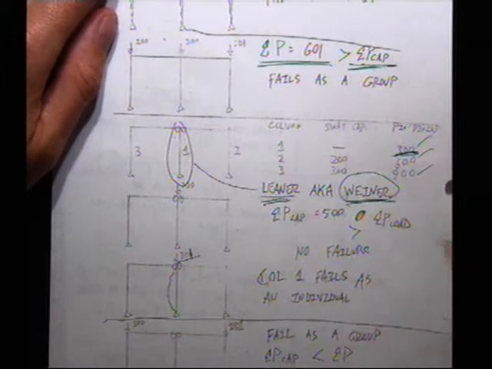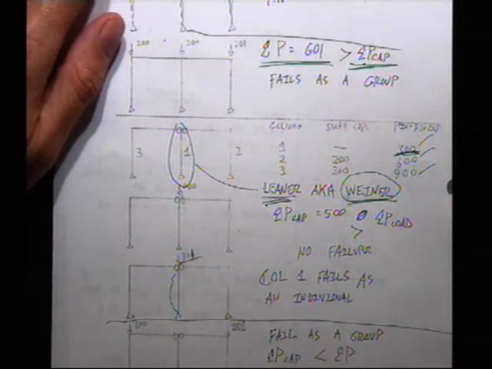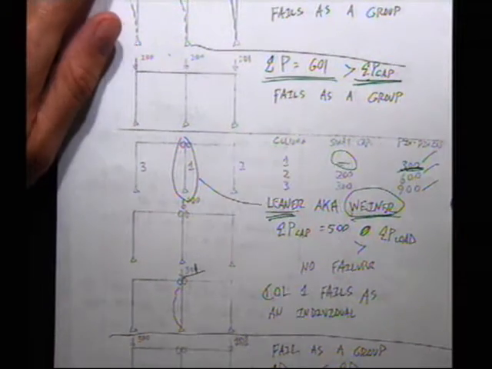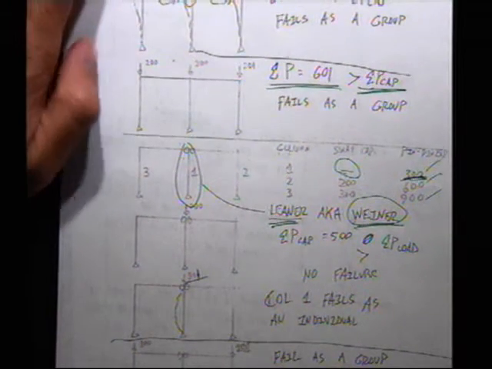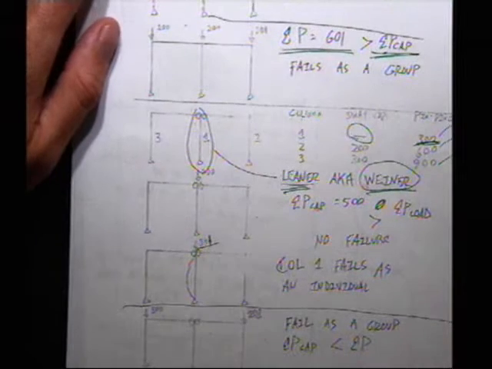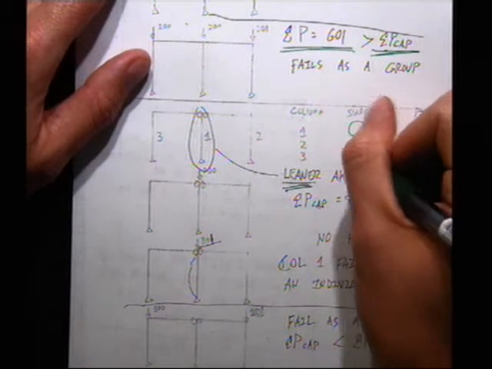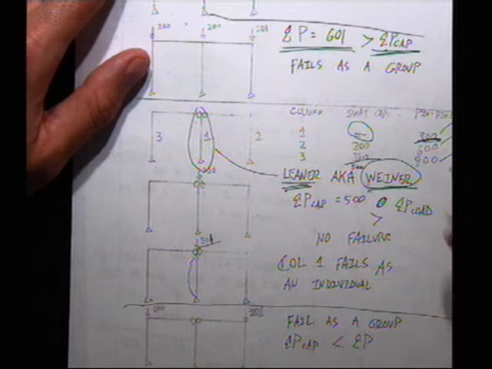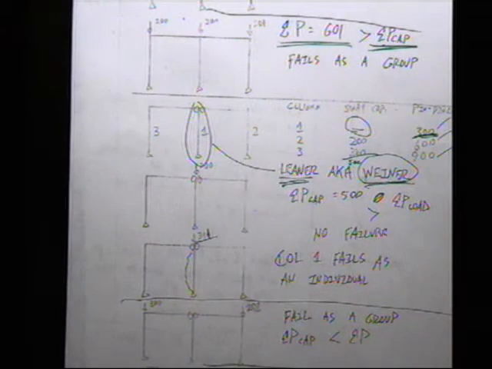So a leaner column is one that doesn't contribute. It doesn't contribute to the sway capacity. Does that make sense? Okay, so that just means we have 300 plus 200. 500 is now our sway capacity. And we still have our individual pin-pin capacities.